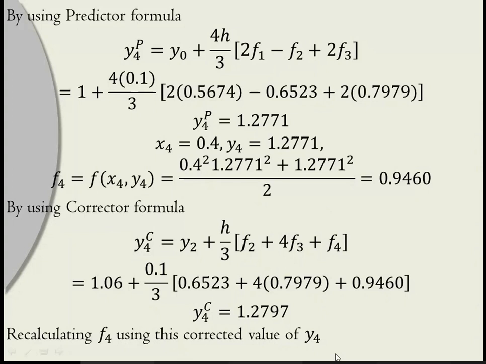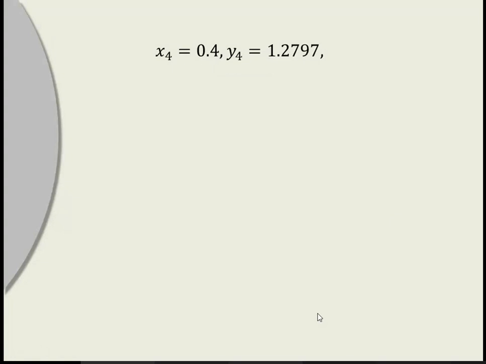How to do further calculation? Take this corrected value of y4 as the new value for y4 and calculate f4 again. Previously we calculated f4 using the predicted value. Now calculate f4 using this corrected value, and use that new f4 to calculate the new corrected value of y4. So first find the new f4 with this new y4. These are the terms we know.